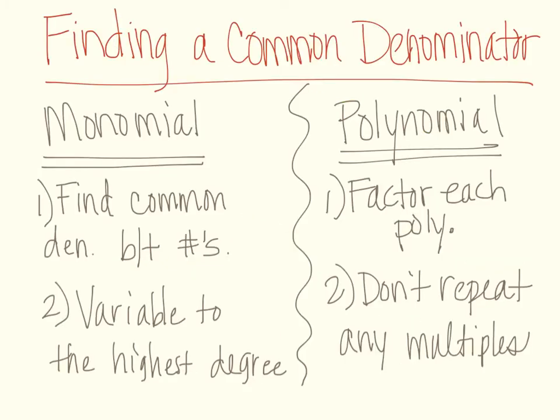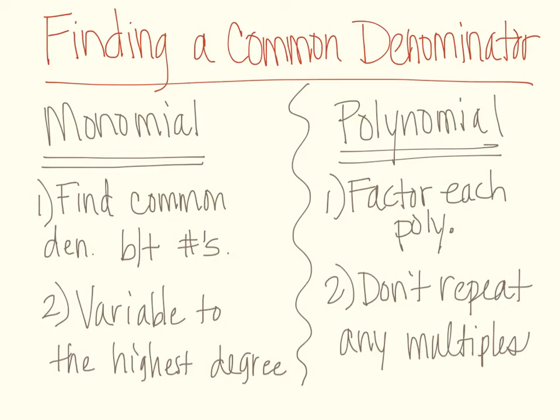So if we go ahead and look at actually finding a common denominator, which is our next step here, what we have to talk about first is the difference between the denominators you're going to see. Sometimes you're going to see monomials as part of your denominators, and sometimes you're going to see polynomials. If you see a monomial, what you're basically going to do is just follow these steps. First, find the common denominator between the numbers, the smallest number they both can be, and then you're going to find each variable to the highest degree. So that's how you find the common denominator between monomials.